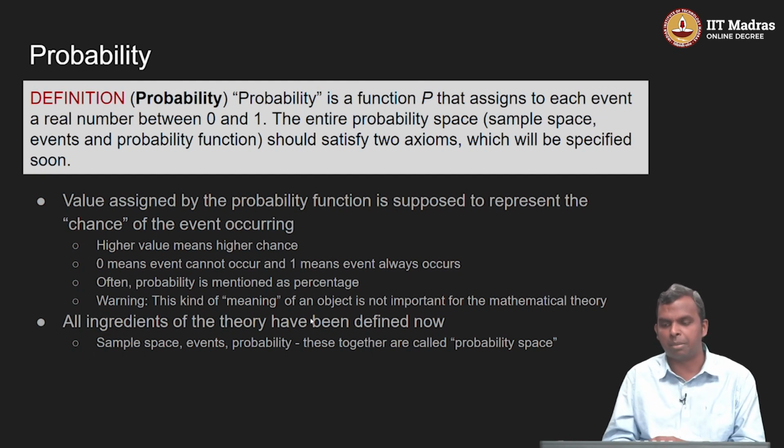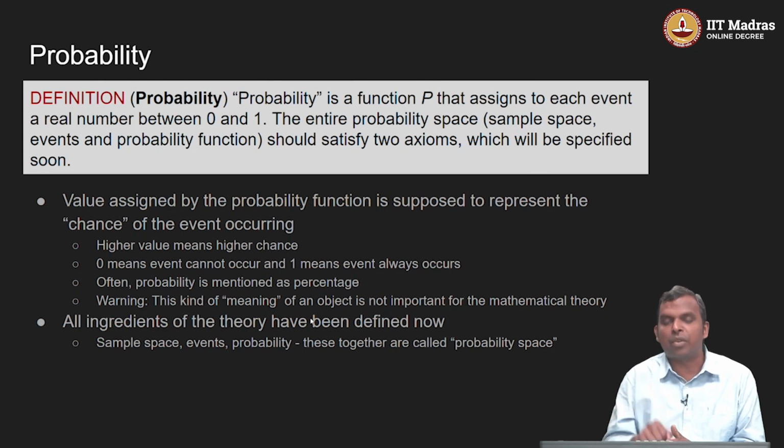So these 3 are mathematically precise objects: sample space, events, probability function. These 3 make up the probability space. Okay, so these 3 together should satisfy 2 axioms, 2 very important axioms. I will specify it in the next slide or 2. Okay, you'll quickly get it.